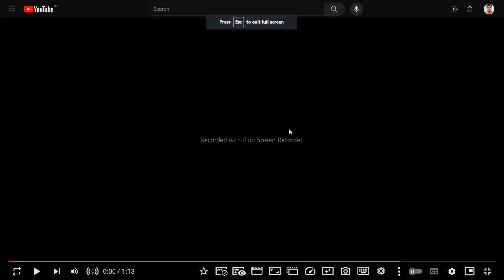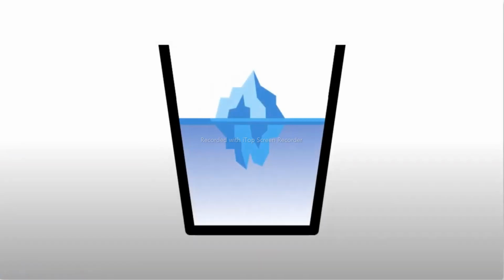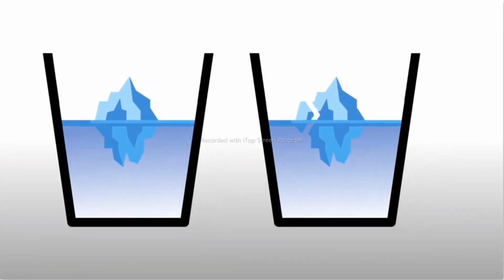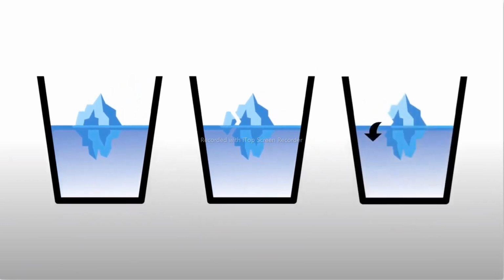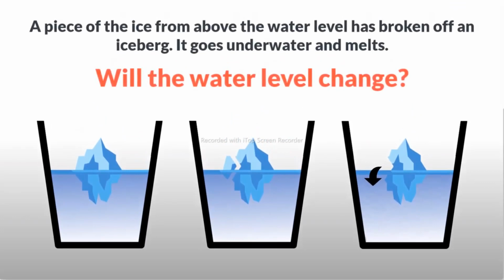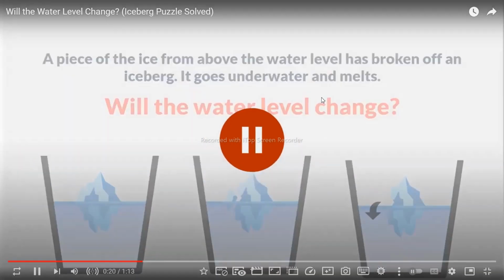Have a container of water holding an iceberg. A piece of the ice above the water level suddenly breaks off. Then it goes underwater and melts completely. My question to you is, will the water level change? Take a moment to pause the video and see if you can rationalize the answer yourself. Let's start from the beginning. Here's what the container looks like before the iceberg was added.